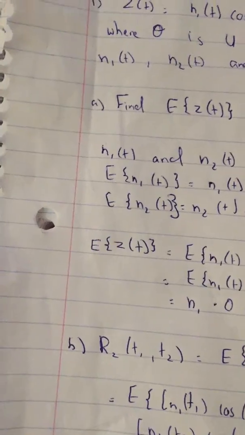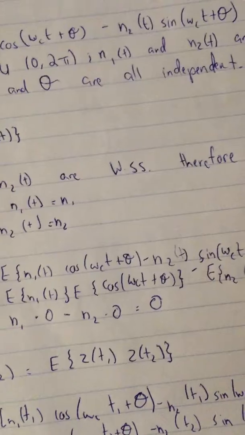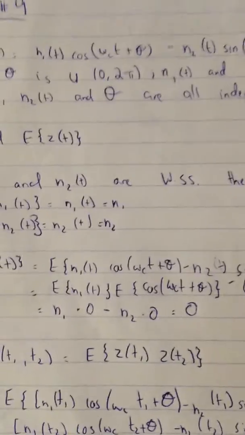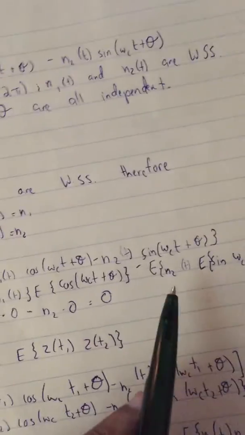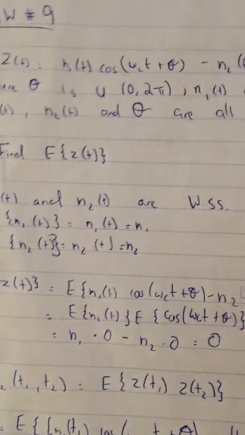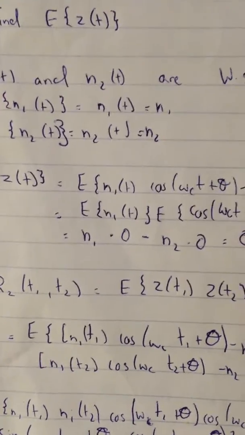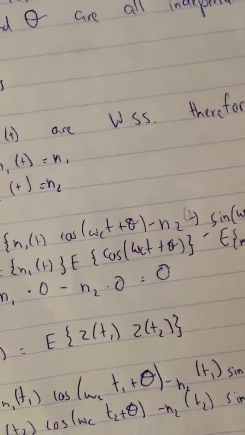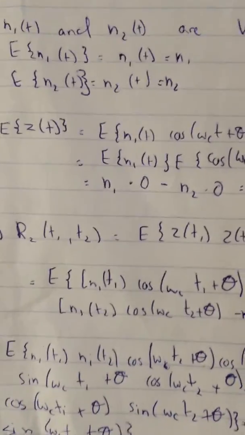So the expected value of z(t) will just be equal to E of n1(t) cosine(omega_c t plus theta) minus n2(t) sine(omega_c t plus theta). You take out the n1 values right here, and now you're stuck with finding the expected value of this and this. But since we're given the time period from 0 to 2 pi, the expected value of cosines and sines will be 0 in those cases, so the answer will be n1 times 0 minus n2 times 0, which would just be 0.